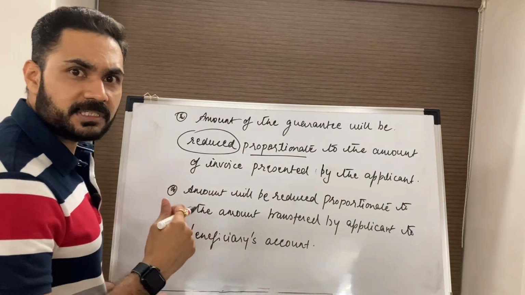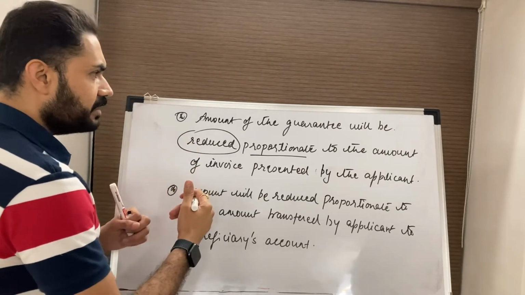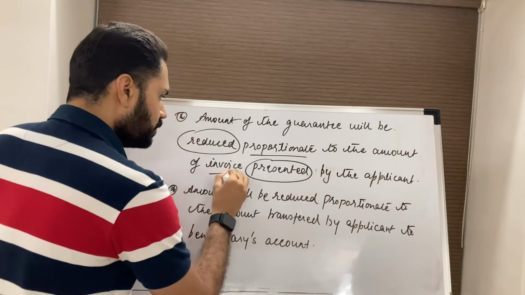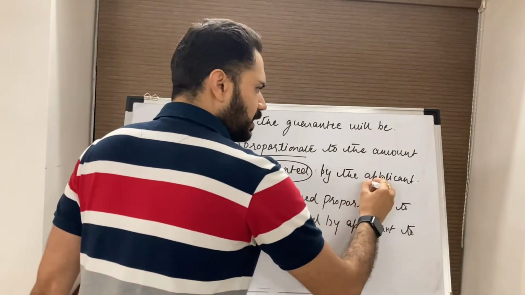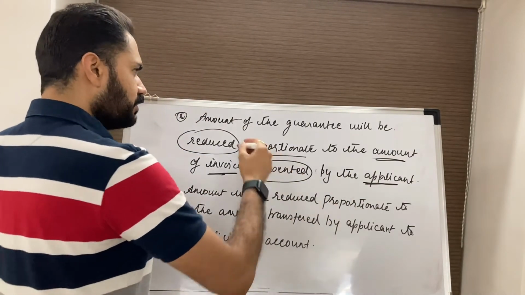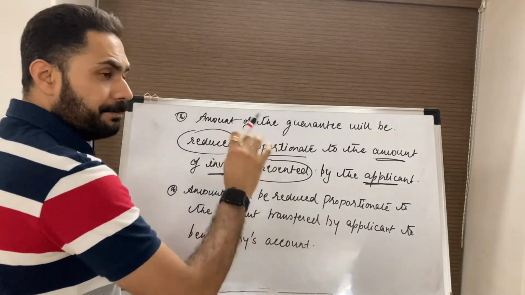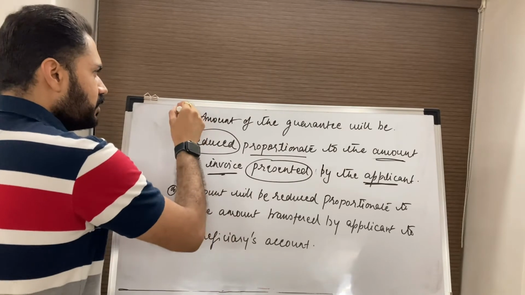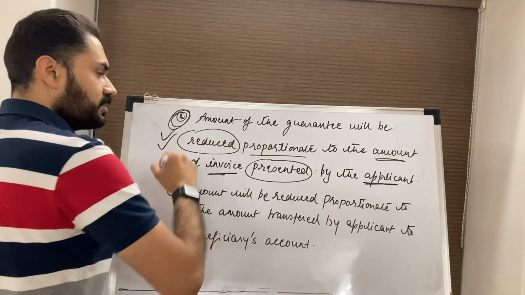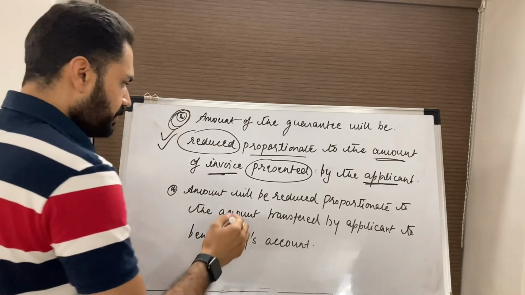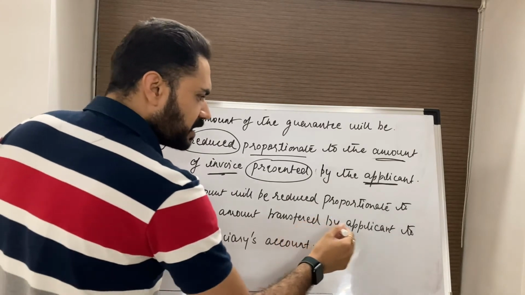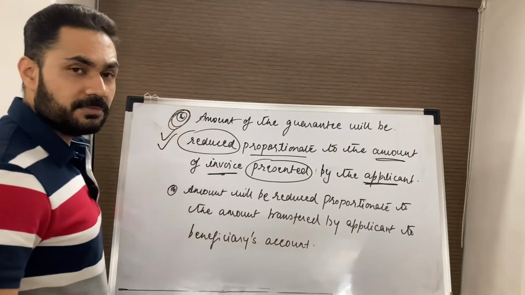How will this reduction be triggered? That will be triggered by submission or presentation of invoices by whom? The applicant, mentioning the amount. So the BG amount will be reduced on the basis of a document called for under the guarantee, a valid reduction clause. Second example: the amount will be reduced proportionate to the amount transferred by the applicant to the beneficiary's account.